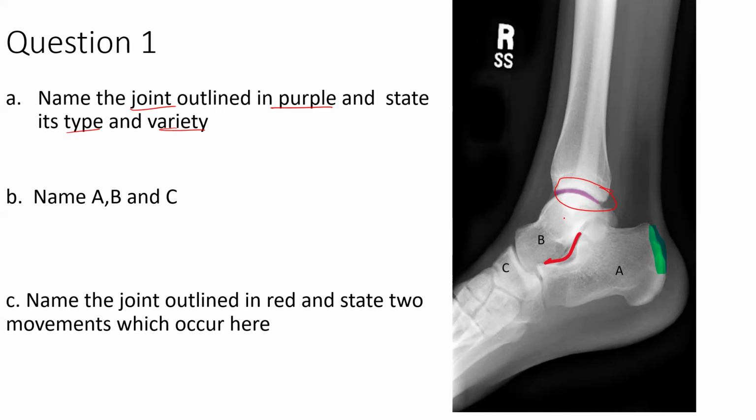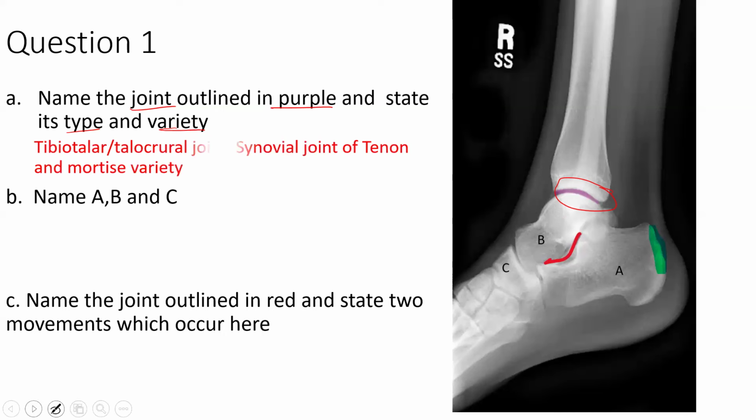The type, it's a synovial joint. The variety, according to the shape of the articulating surfaces, it's the tenon and mortise variety. Okay, let's continue.